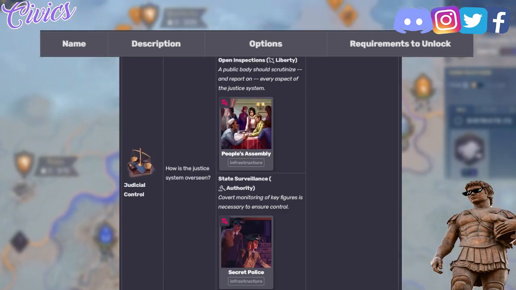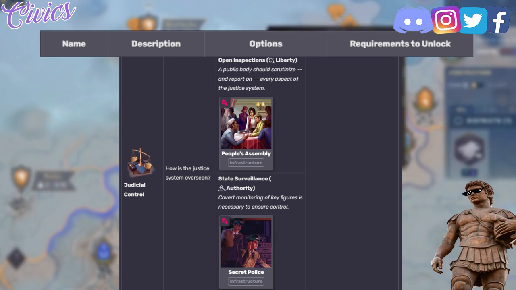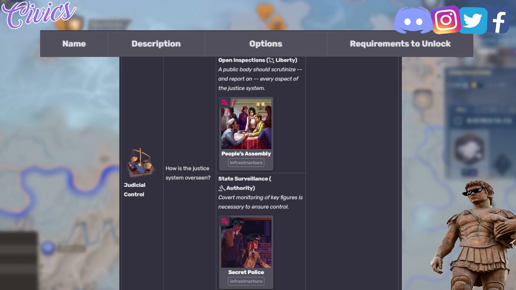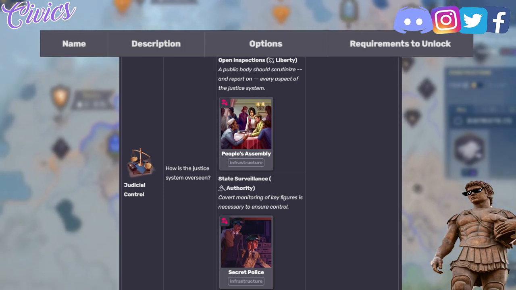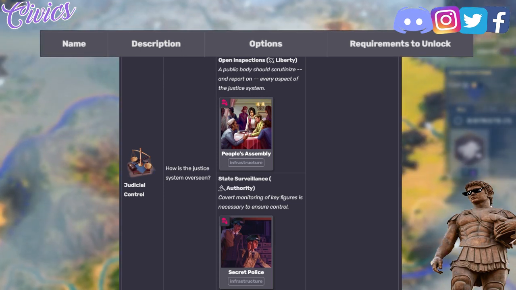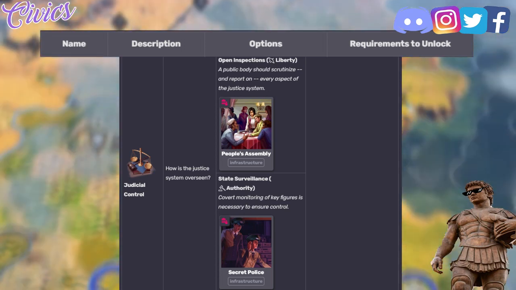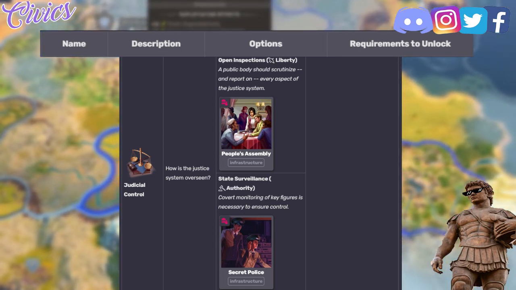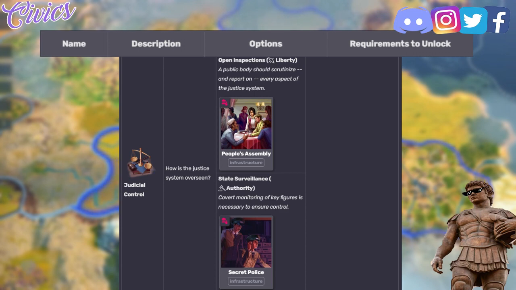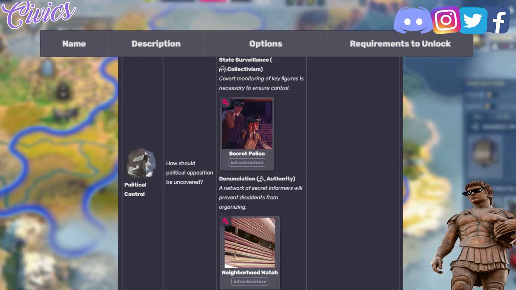Judicial control. How is the justice system overseen? Option A, open inspections, liberty. A public body should scrutinize and report on every aspect of the justice system. Unlocks people's assembly infrastructure. Option B, state surveillance, authority. Covert monitoring of key figures is necessary to ensure control. Unlocks secret police infrastructure.